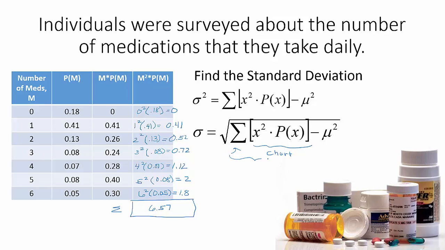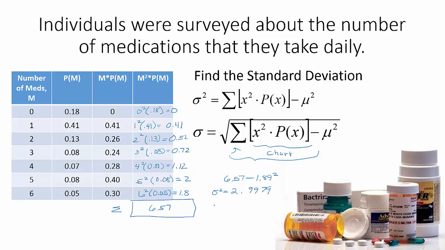So now I have all this done. So I'm supposed to take this and subtract the mean squared. So I have 6.57 minus, and it's never good to round until the very end, so I'm going to use 1.89, that unrounded mean that we found before, squared. And so I do that on my calculator, and that gives me 2.9979. So this number right here, this is before the square root, so this is the variance.